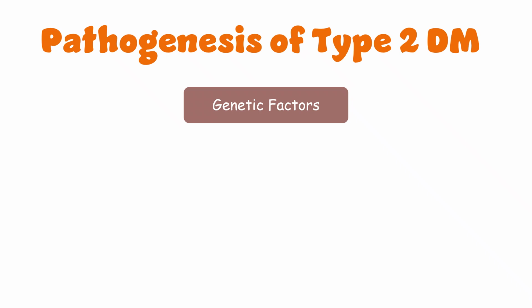After understanding the etiopathogenesis of type 1 diabetes mellitus, let us now understand the pathogenesis of type 2 diabetes mellitus. There are various factors that contribute to type 2 diabetes mellitus. The first is genetic factors. In genetic factors, 90% concordance is usually seen in monozygotic twins. That is, if one twin is affected by type 2 diabetes mellitus, it is very likely that the other twin will also be 90% at risk for type 2 diabetes mellitus. 5 to 10% risk is usually seen in first degree relatives.